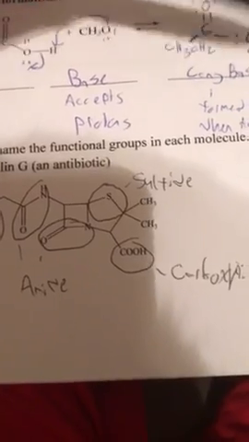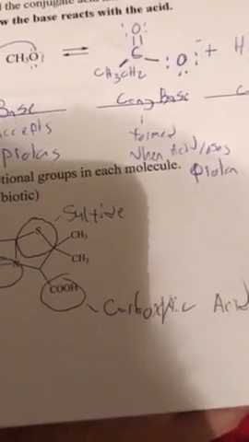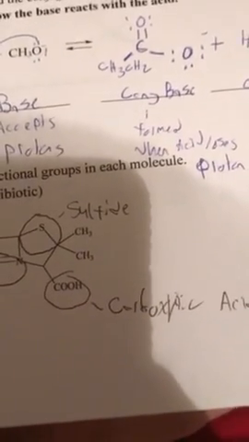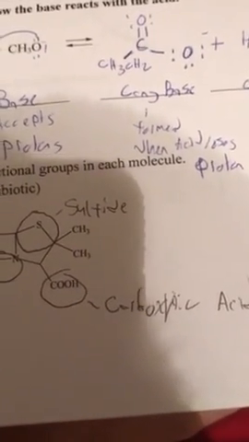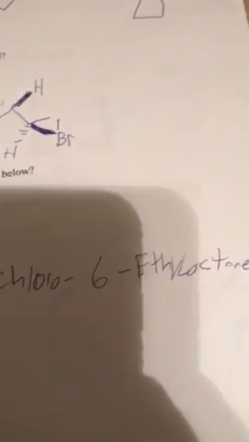And then the carboxylic acid is a COOH bond. And that's how you distinguish those there. Page 2. Not page 3, page 2.